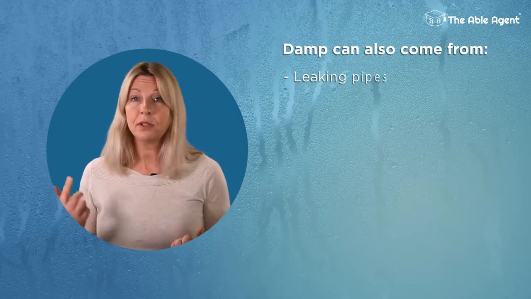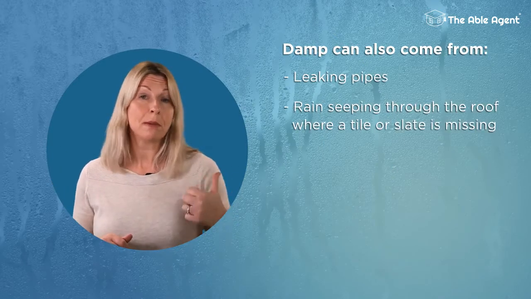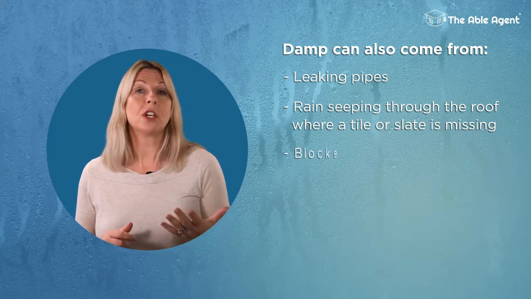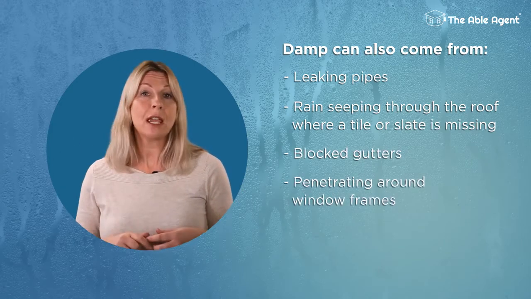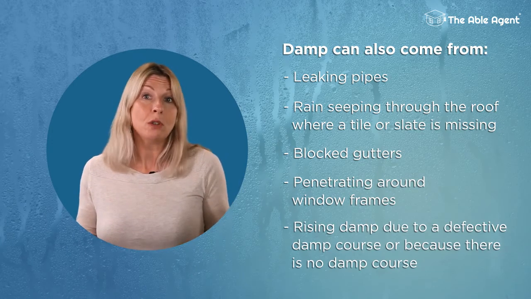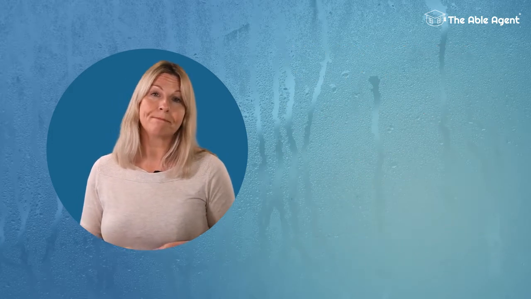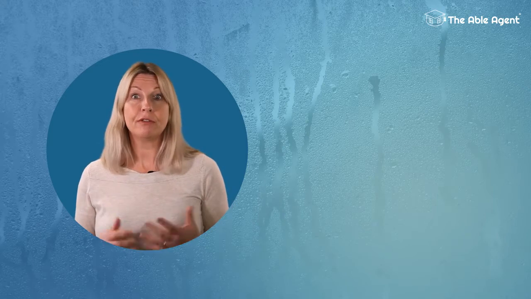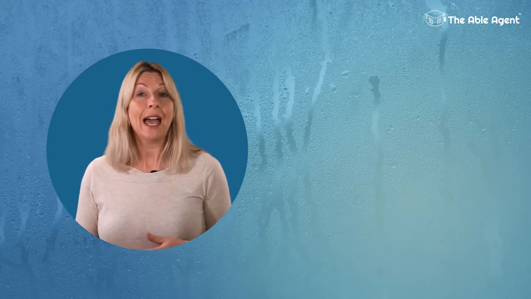Look for damp in corners or near windows, behind wardrobes and cupboards. It's important to be aware that condensation isn't the only cause of damp. Damp can also come from leaking pipes, rain seeping through the roof where there might be a tile or slate missing, blocked gutters, penetrating damp from window frames, or rising damp due to a defective damp-proof course or because there's no damp-proof course installed.